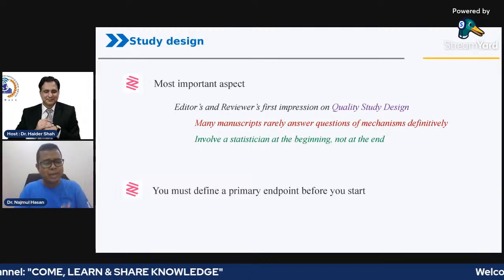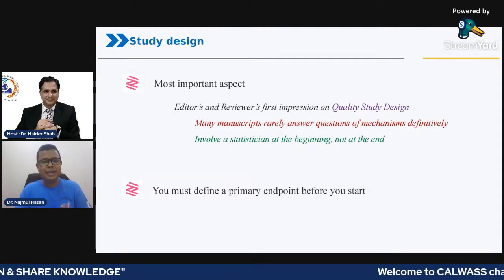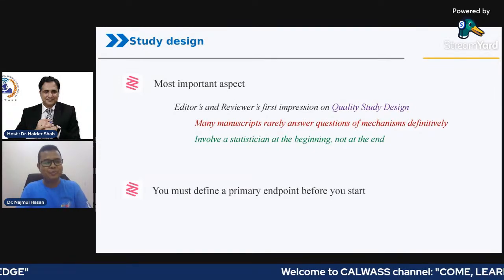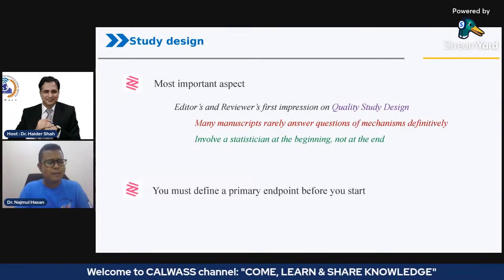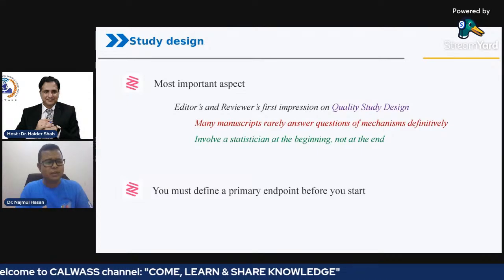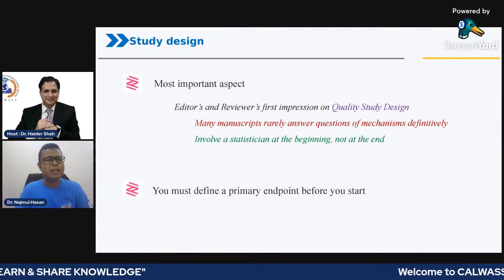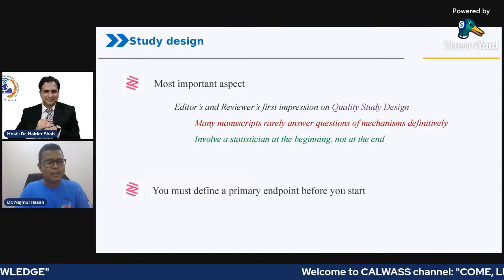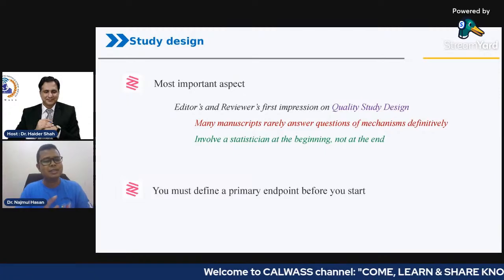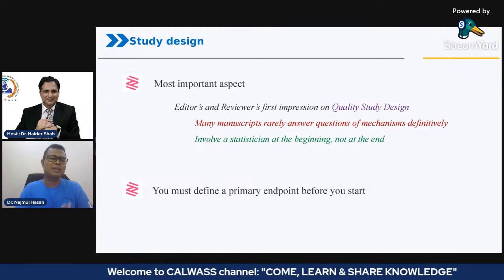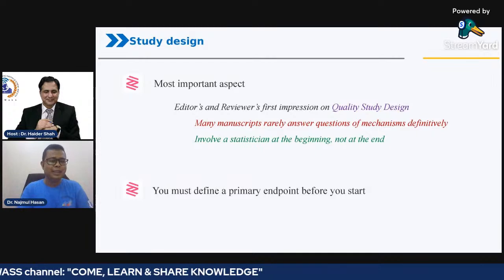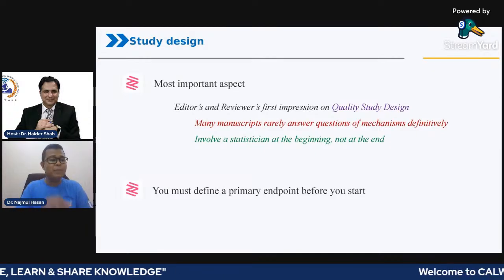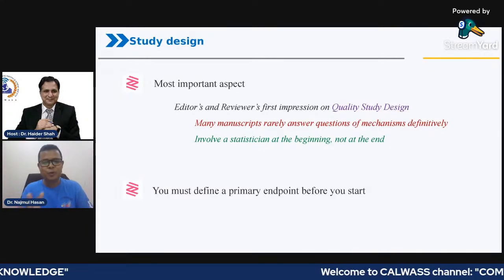But many manuscripts rarely answer this mechanism. I receive lots of manuscripts from PLOS ONE, and when I review a paper, after initially screening the abstract and introduction, I reject lots of papers because it's a waste of time. They didn't design their study in a qualitative way, in the scientific mechanism way, right? So please focus on that.